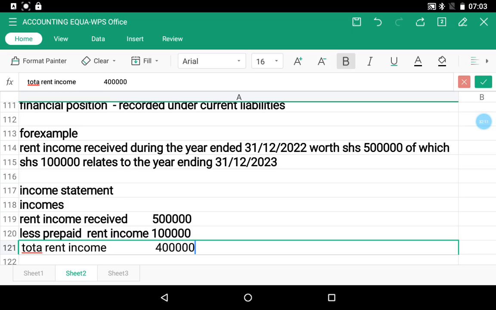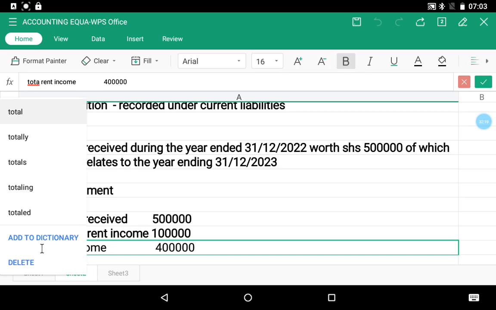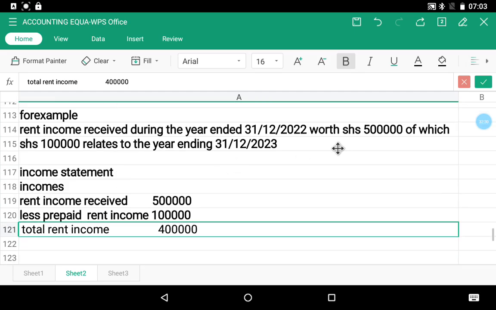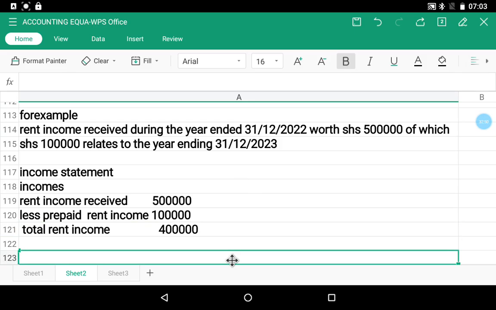So that's how it is treated in the income statement. In short, sometimes they can bring this rent of 500,000 into a balance, then they bring this 100,000 as additional information. So whichever way, you always check the dates. Then now let us see how it is treated in the financial position.